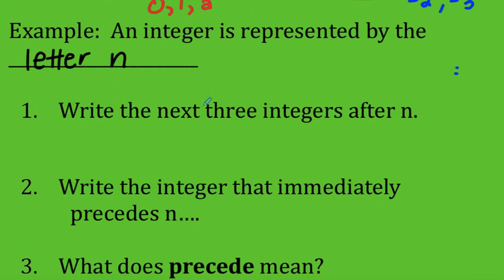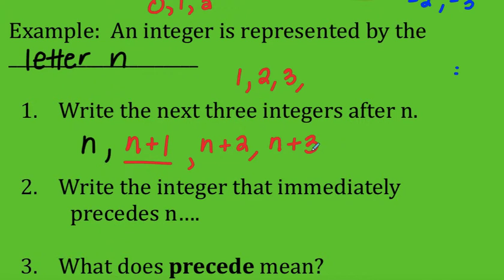If the first integer is n, what would the next 3 integers be? Well, think about it. If they're 1 away from each other because they're right next to each other, then we just add 1 to n. So n plus 1 would be that next integer. And then the one right after that would be n plus 2, and then n plus 3.